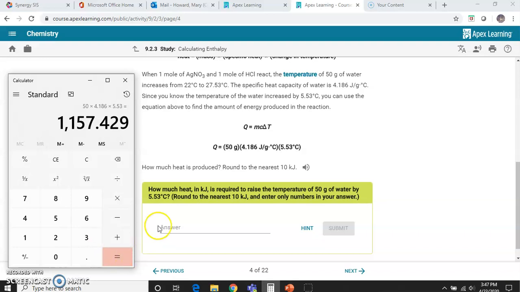Well, now they want it rounded to the nearest 10 kilojoules. So you need to make sure it goes to the tenth right there. Let's round it up.